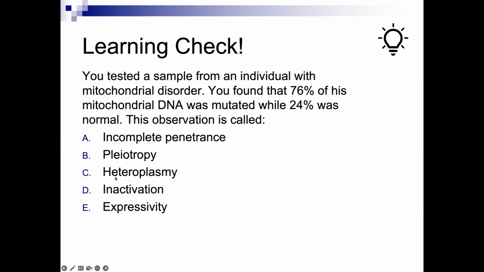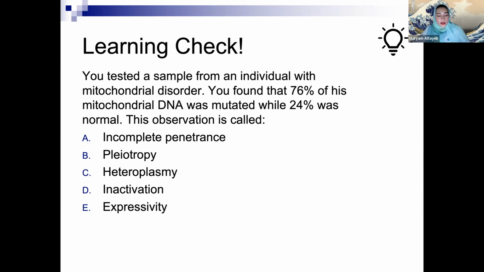Okay. So the answer is heteroplasmy. But let's go through every answer to understand why this is the correct choice. So you mentioned incomplete penetrance, and it would be incomplete penetrance if I told you that there are two people who are found to have the same mutation, but one of them showed the disease and the other one didn't. That's when you talk about incomplete penetrance, when I talk about two separate individuals or a group of people with the same mutations. So that's why this isn't the case here, because they're telling you this is one person.